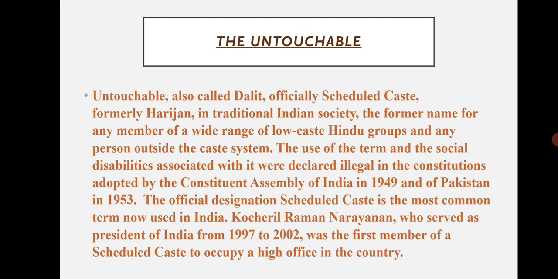So, coming to our topic. When our Constituent Assembly was established, it was by rule illegal in India to do anything unfavorable towards the bottom line caste groups of India. That was declared illegal right from 1949 itself. The official designation Scheduled Caste is the most common term we now use in India. In the beginning we called them untouchable, then we called them a wide variety of groups combined together, and we called them Dalits.